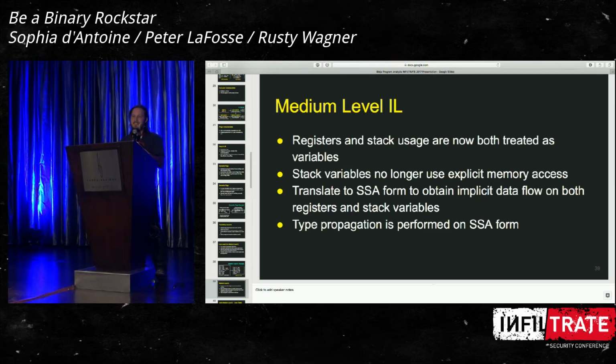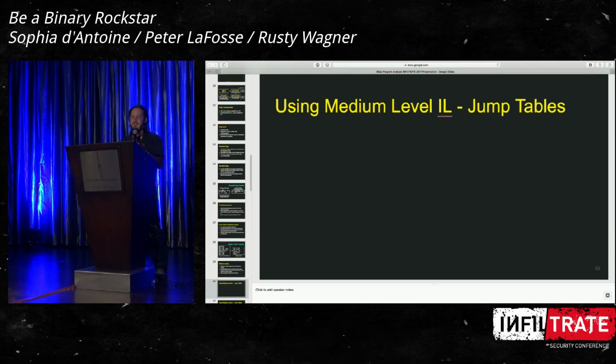So if you translate to SSA form on this, you actually get implicit data flow on both register and stack variables, which is quite nice for doing analysis. So one thing you would want to do with this, and one thing that we do, is jump tables. So how would you implement jump tables? If you're IDA, you would have one of two methods. You would take all the compiler combinations on all architectures and do pattern matching to find jump tables, or you would have architecture specific emulation, which is a lot of work. If you've ever tried to write an architecture plugin for IDA, it takes a long time.